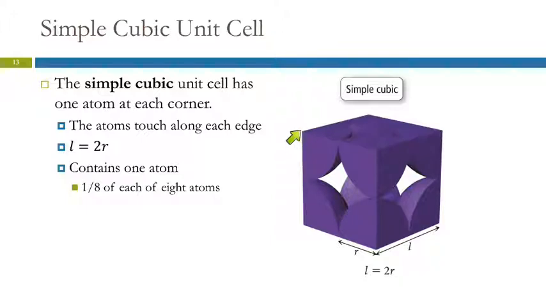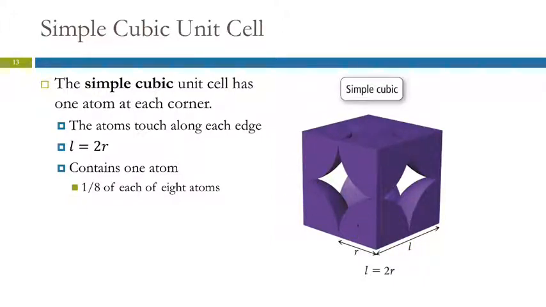So here's the center of one atom at this corner, the center of another atom at this corner, and they touch along the edge. So if the radius of the atom is R, then the edge length is R plus R, 2R. So we call the edge length L, and the radius of the atom is R, and so we can say that L is equal to 2R.